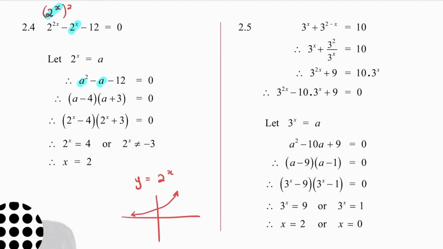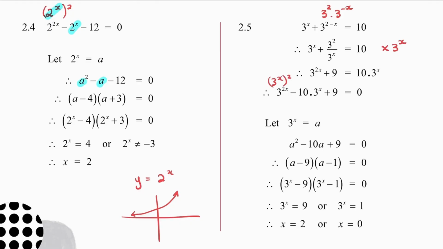In 2.5, 3 to the 2 minus x can be written as 3 to the 2 times 3 to the minus x. 3 to the minus x is 1 over 3 to the x. And then what I do is I multiply by my common denominator. So that becomes 3 to the 2x. This term becomes 3 squared, in other words 9, and this becomes 10 times 3 to the x. Take this term across and set up your trinomial. Again, this is 3 to the x squared.